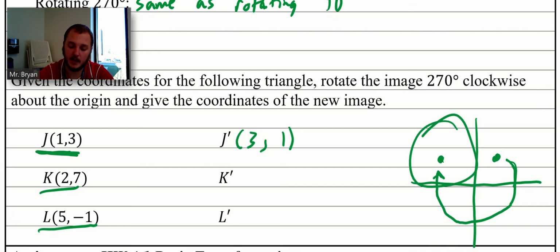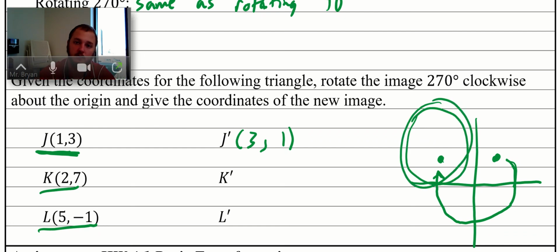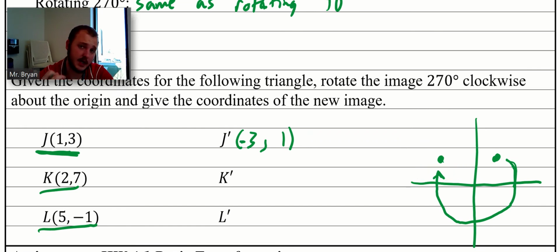So if it ends up here, the question is, what is the coordinate that would change? Would it be the X coordinate or the Y coordinate? If we're looking in this box, notice it would be the X coordinate because the X coordinates are negative over here. So right here, this is going to be negative. And now this helps us because my rule is going to be the same for the rest of my points. I'm going to switch X and Y, and then change the sign on the X coordinate, just like we did with the first one.